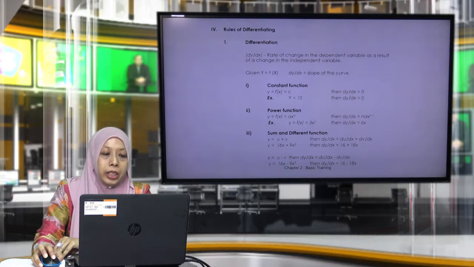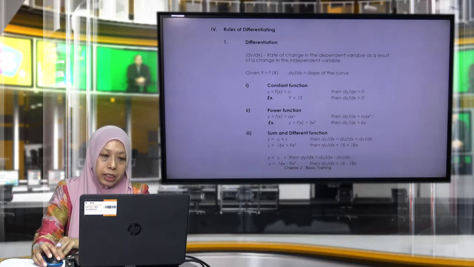Now, there are 6 rules of differentiation. The first one is the constant function, and then we have the power function. The third one is sum and difference. The fourth one is the product of two functions. The fifth one is the quotient function. And the last one is a function of a function.